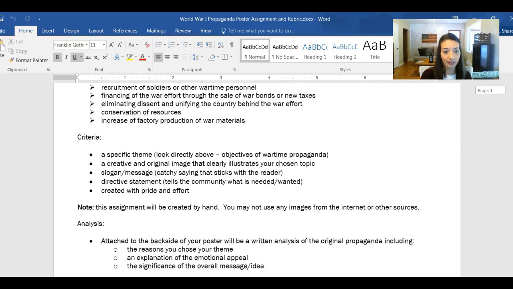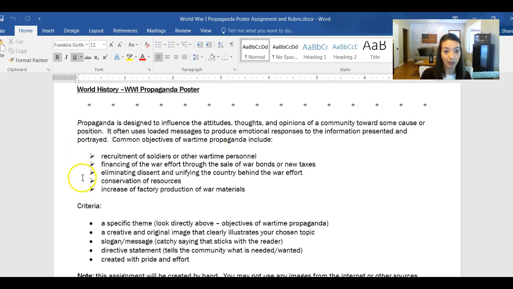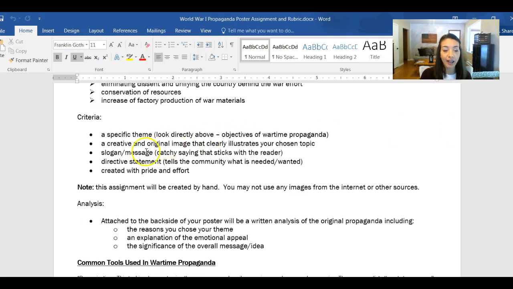So I'm going to scroll down a little bit and go to the criteria. It says that you need to have a specific theme. So I don't want a whole bunch of pictures going on in the one poster. I want one theme. Again, these are ideas to help you get going. You don't have to use these if you don't want to. Okay? A creative and original image that clearly illustrates your chosen topic. So what I don't want are copying and pasting of pictures from the internet. I want you to hand draw, hand color these, and make sure that you put a lot of effort into them.